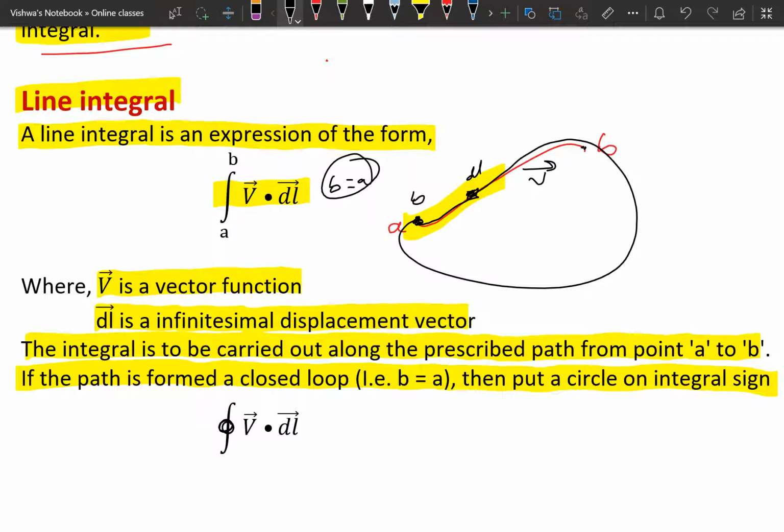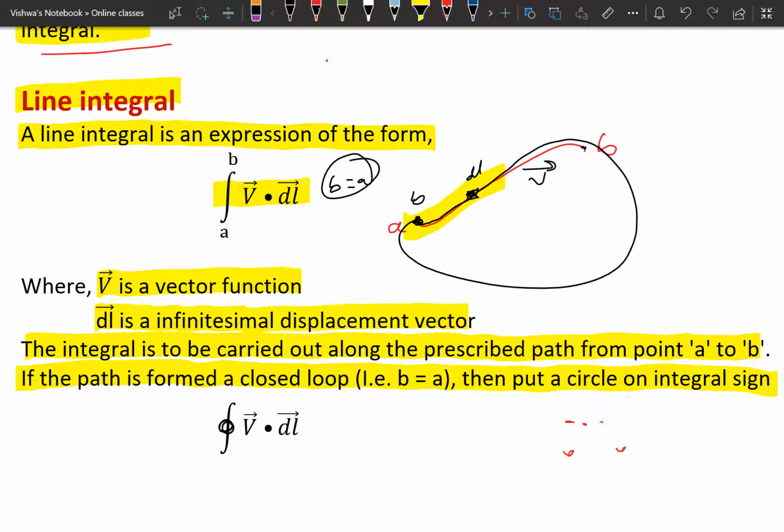Then we have to calculate. One of the best examples of a line integral is work done. What is the expression for work done? Work done is the integral of F dot dl. Here F is a vector function, that is force, and dl is the displacement vector. So in these conditions we perform line integral operations.